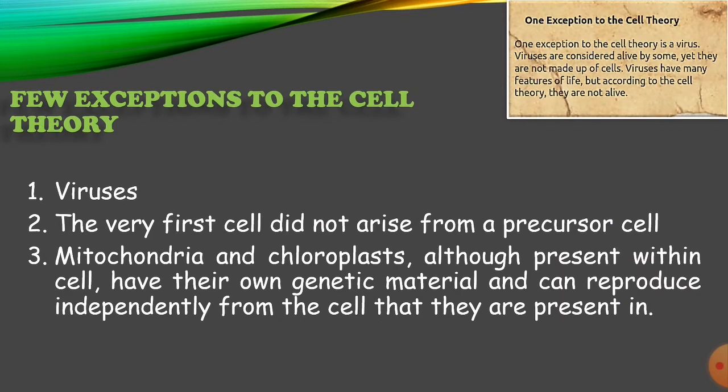There's a saying that for every rule, there is an exception. And these are the few exceptions to the cell theory. 1. Viruses. They are considered to be non-living because they cannot replicate or reproduce despite having their genetic material. Number 2. The very first cell did not arise from a precursor cell, as we recall the third postulate of Virchow. Number 3. Mitochondria and chloroplasts, although present within cells, have their own genetic material and can reproduce independently from the cell that they are present in.